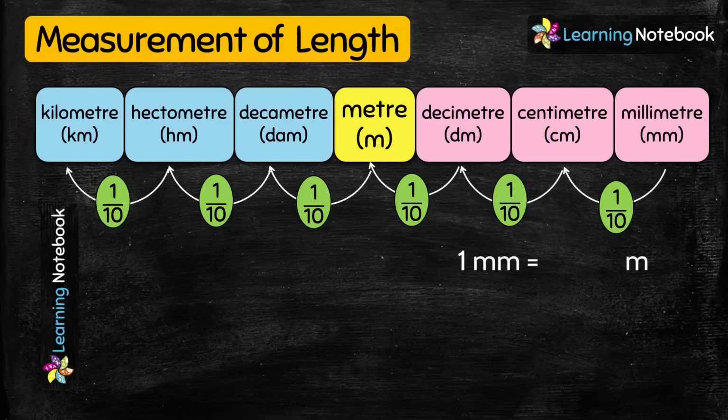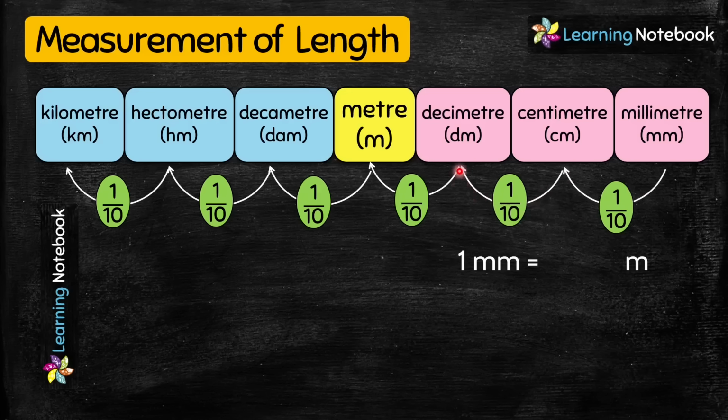So students, can you tell me 1 millimeter equals how many meters? Let's refer to this diagram. If we are at millimeter and we have to go to meter, then how many times do we need to jump?